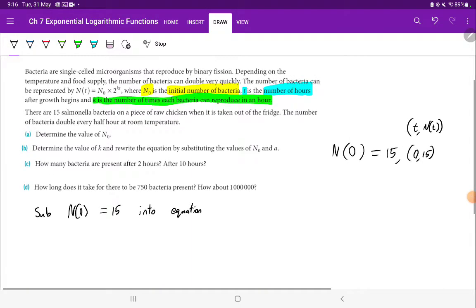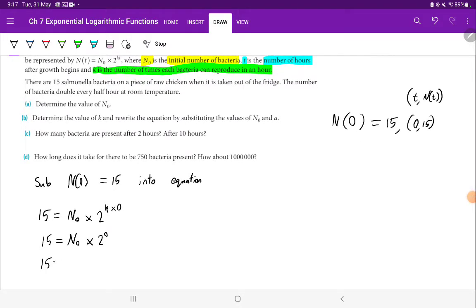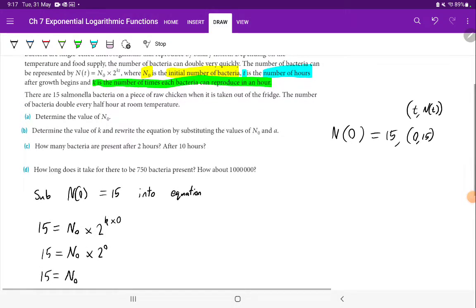Well, since N(0) is N(t), that means we're going to get 15 on the left-hand side, N naught times 2 to the k times 0. k times 0 is 0. 2 to the 0 is 1. And so we get that the value of N naught is 15. In fact, we didn't need to do any of that calculation because, as it says in the question, N naught is the initial number of bacteria, and it says 15 bacteria on a piece of raw chicken when it's taken out of the fridge. So we didn't actually need to do that to work out N naught, but it's good to know how to do that.